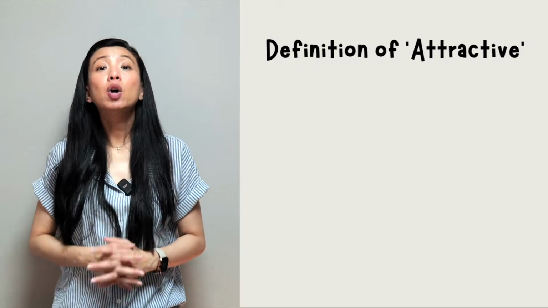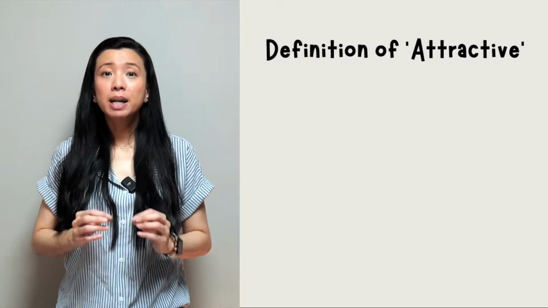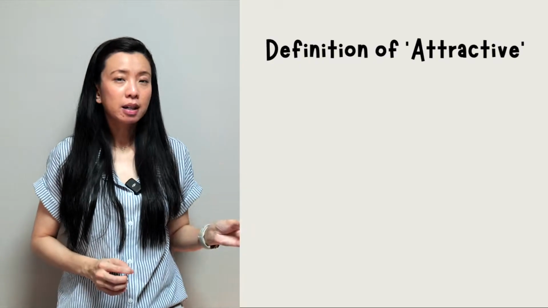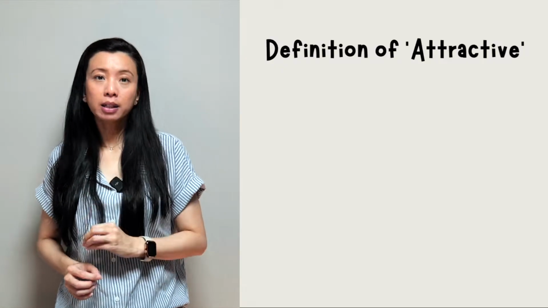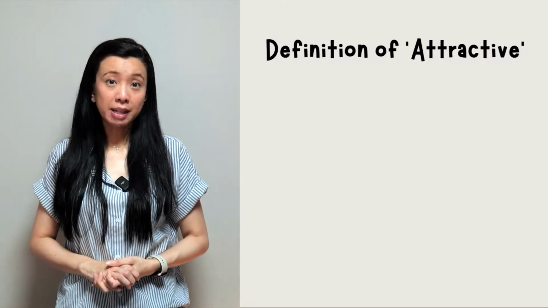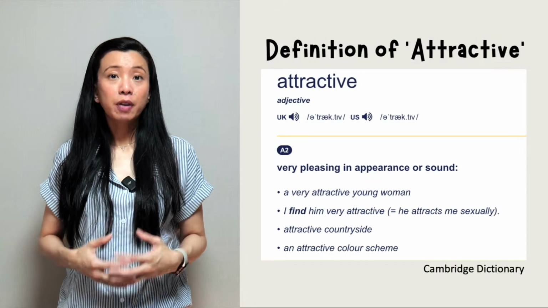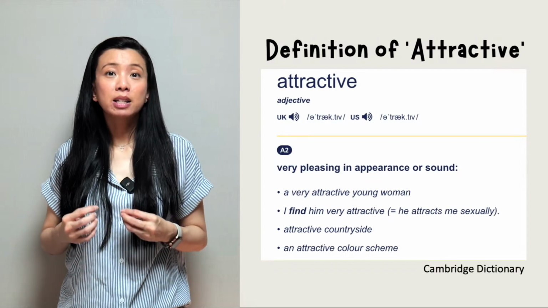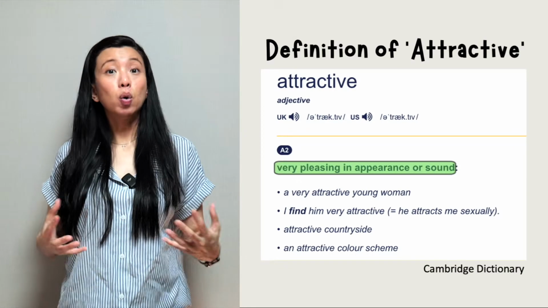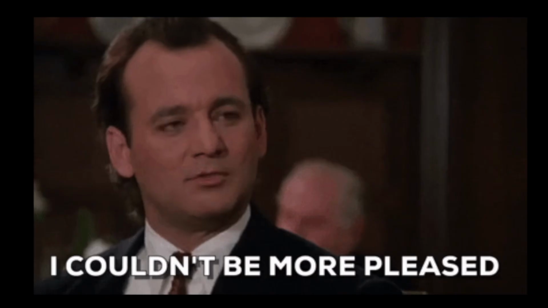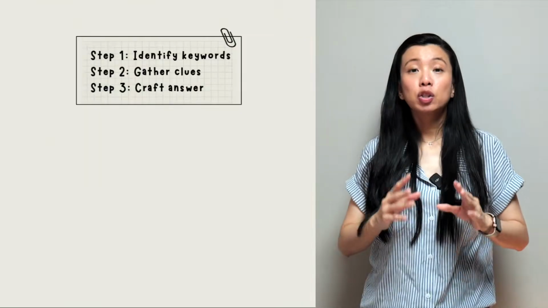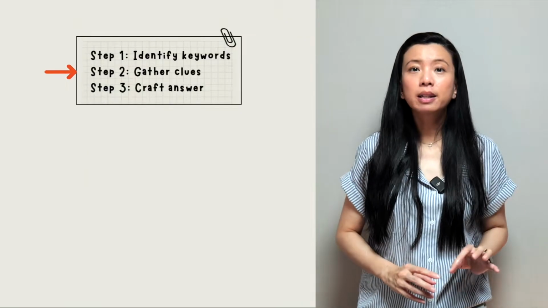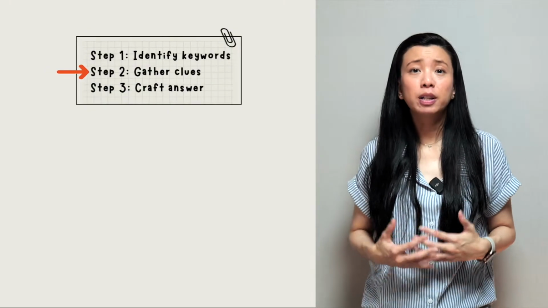Now I'm going to zoom in on the word attractive because I need to pick out content that tells me that the sea is attractive. So what does attractive actually mean? The Cambridge Dictionary defines attractive as something that is very pleasing in appearance or sound. So going back to the question, I need to pick out content that tells me that the sea is very pleasing. Okay, now moving on to step 2, which is to understand the context and gather any relevant clues.